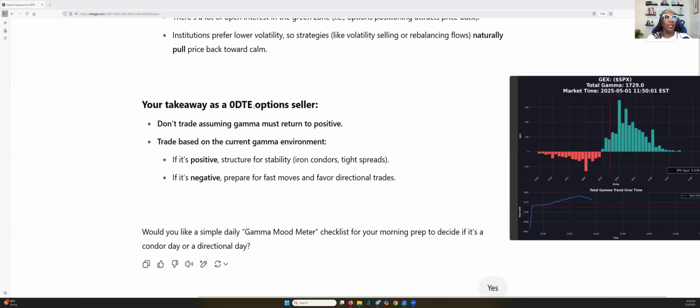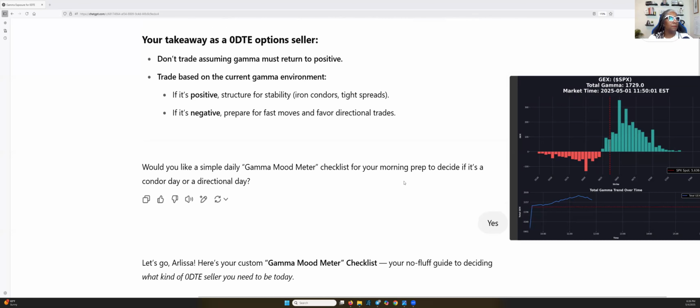So your takeaway as a zero DTE option seller, don't trade assuming that gamma must return to positive. We're not trading with that thought in mind. Trade based on the current gamma environment. If it's positive, structure for stability. If it's negative, prepare for fast moves and favor directional trades. Okay.